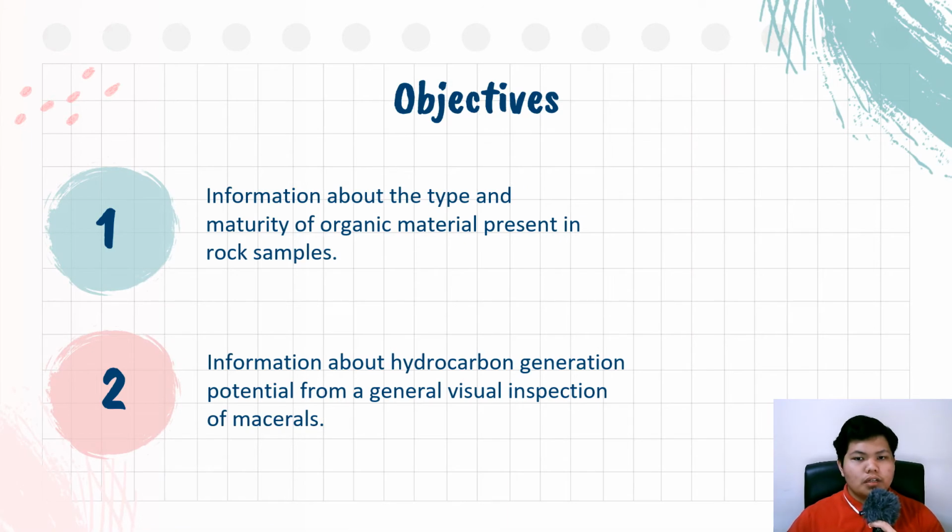For the objectives of maceral and kerogen visual analysis, there are 2 objectives. The first one is to obtain information about the type and maturity of organic material present in rock samples. The second one is to obtain information about hydrocarbon generation potential from general visual inspection of macerals.